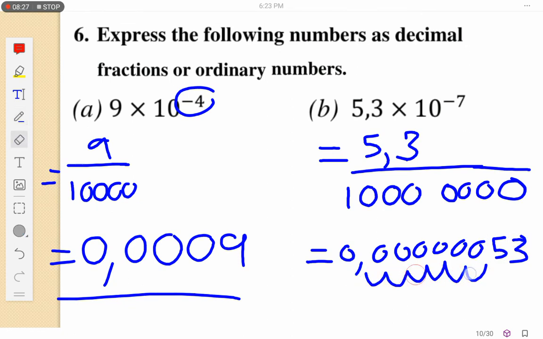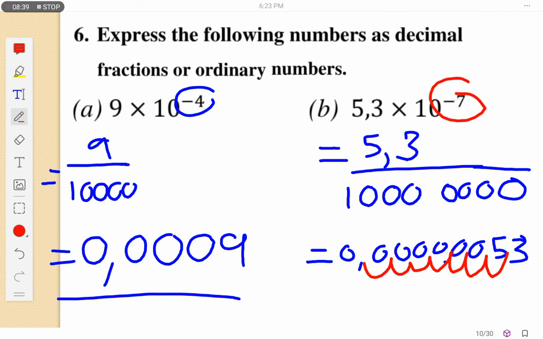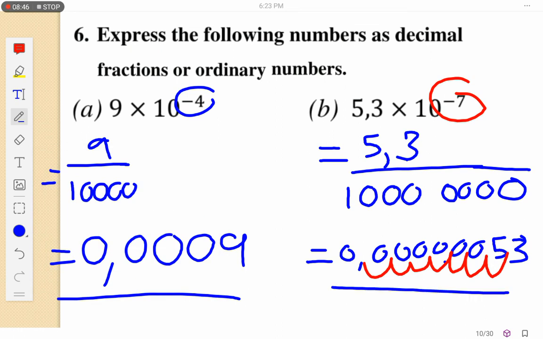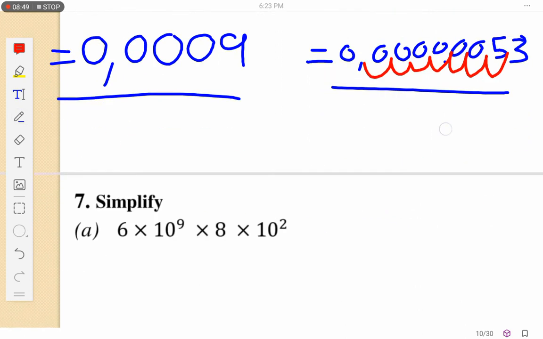I simply count the numbers there. So if I say minus 1, minus 2, minus 3, minus 4, minus 5, minus 6, minus 7, I get my minus 7 then. That's what I'm doing there. So this is the final answer then. Okay, this is my final answer. Let's go to number 7.